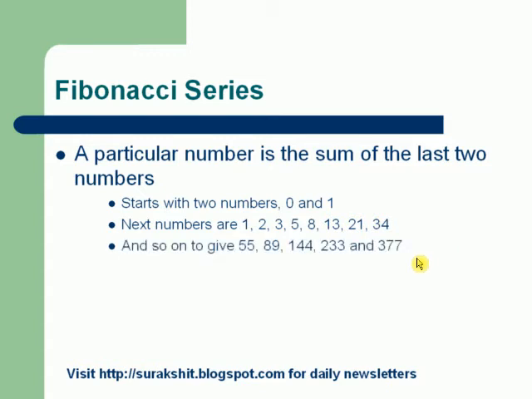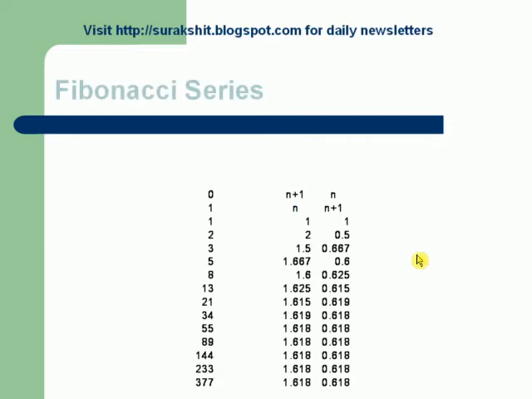As we go further in the series, we get numbers 55, 89, 144, 233, 377, and it doesn't stop there, it continues up to thousands of numbers. Now I've got a small table here in which I've taken the first 15 numbers of the Fibonacci series. I've got two columns. In the first column I've divided one number by its previous number, and in the second column I've divided one number by its next number.